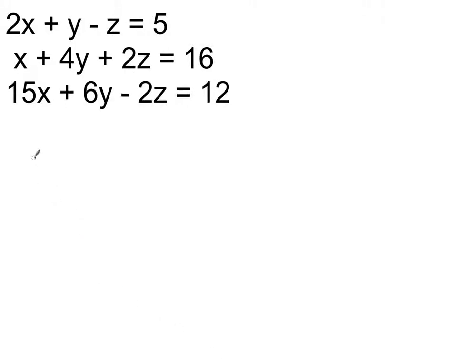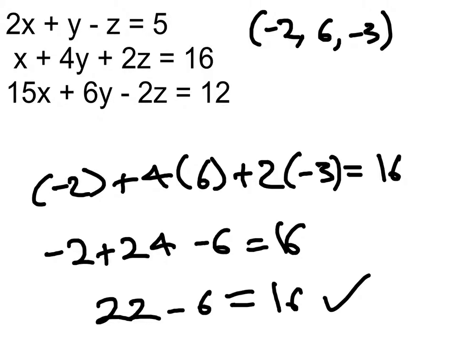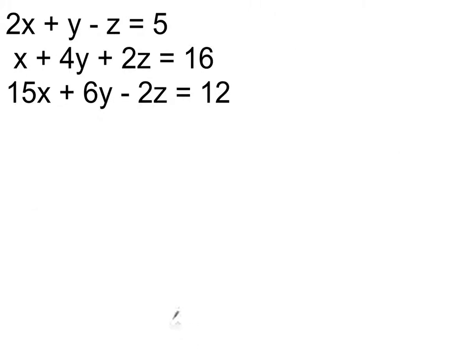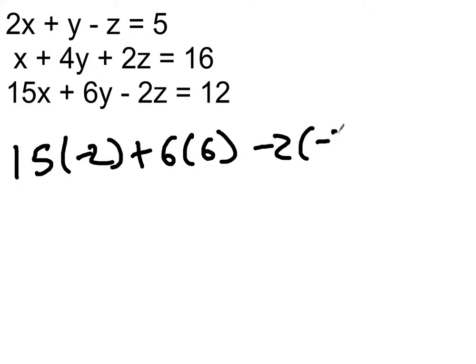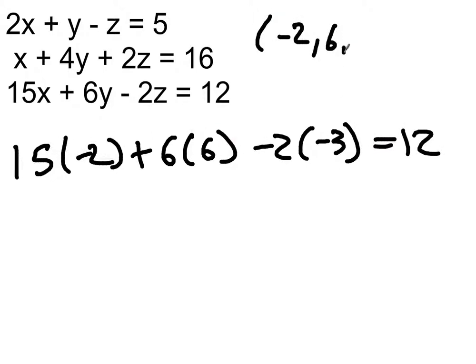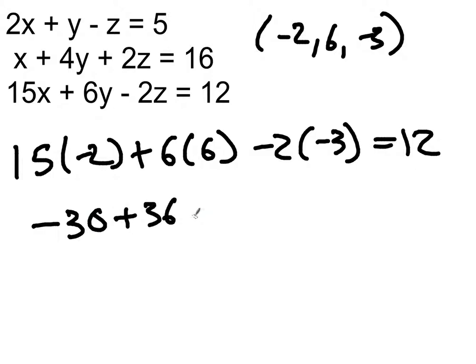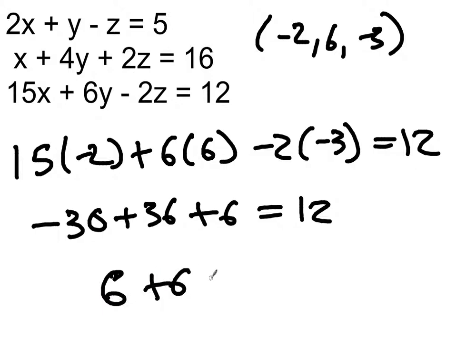Let's try it in this one. Oh, I forgot what the solution was. Negative 2, 6, negative 3. So I plugged in x, y, and z, and this should be equal to 12, the left side. So negative 30 plus 36 plus 6 should equal 12. Negative 30 plus 36 is equal to 6. And 6 plus 6 does equal 12. So it works in all three equations. And this is our solution.